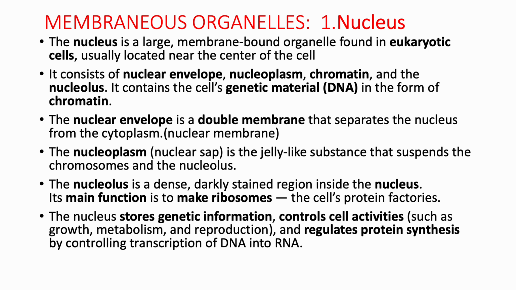that separates the nucleus from the cytoplasm. Nucleoplasm is the jelly-like substance that suspends the chromosomes and the nucleolus. The nucleolus is a dense, dark-stained region inside the nucleus whose main function is to make ribosomes, which help the cell in protein synthesis. The nucleus stores genetic information and also controls cell activities such as growth, metabolism, and reproduction, and regulates protein synthesis by controlling transcription of DNA.